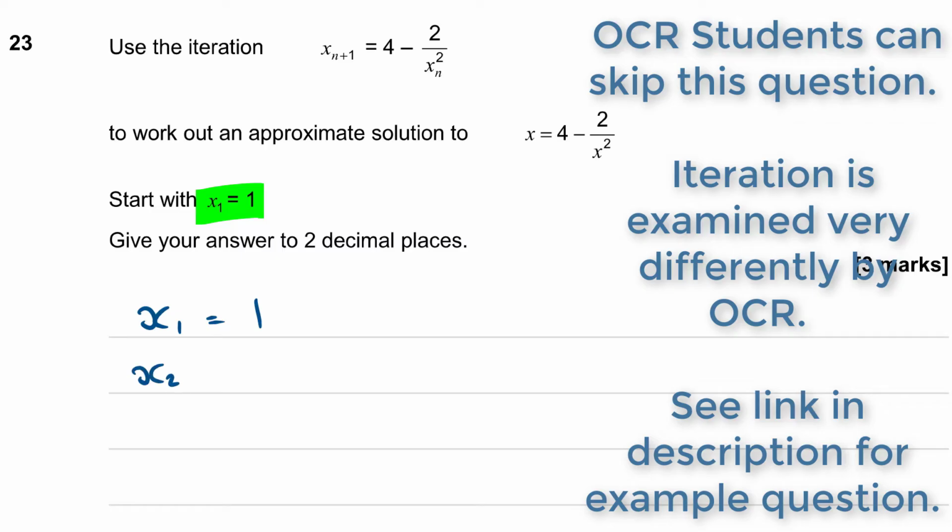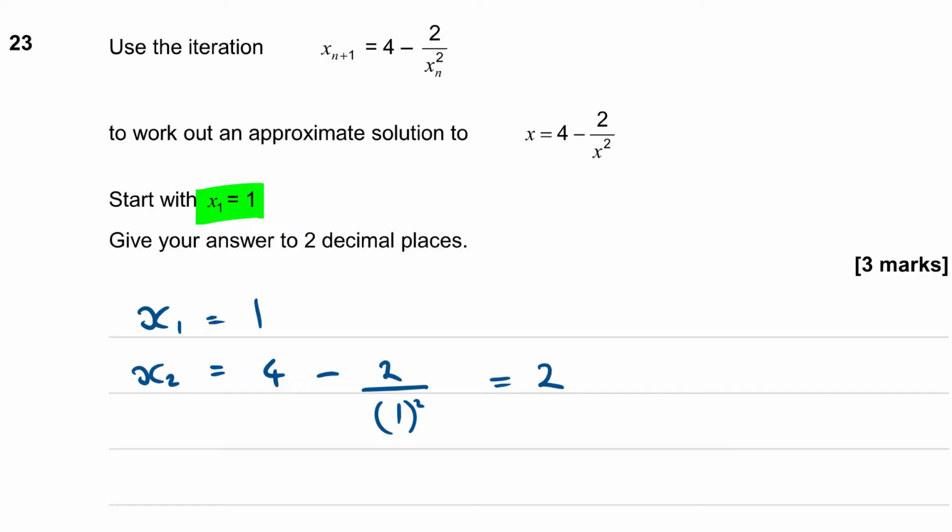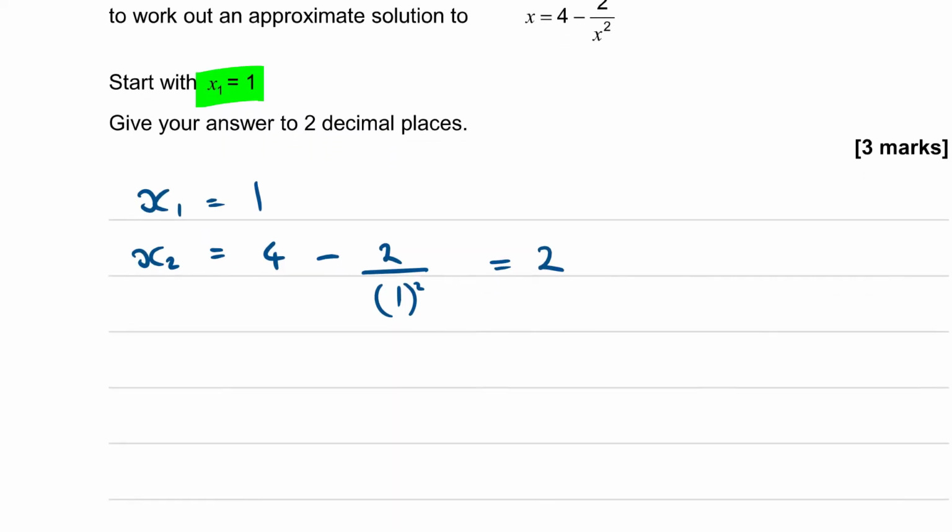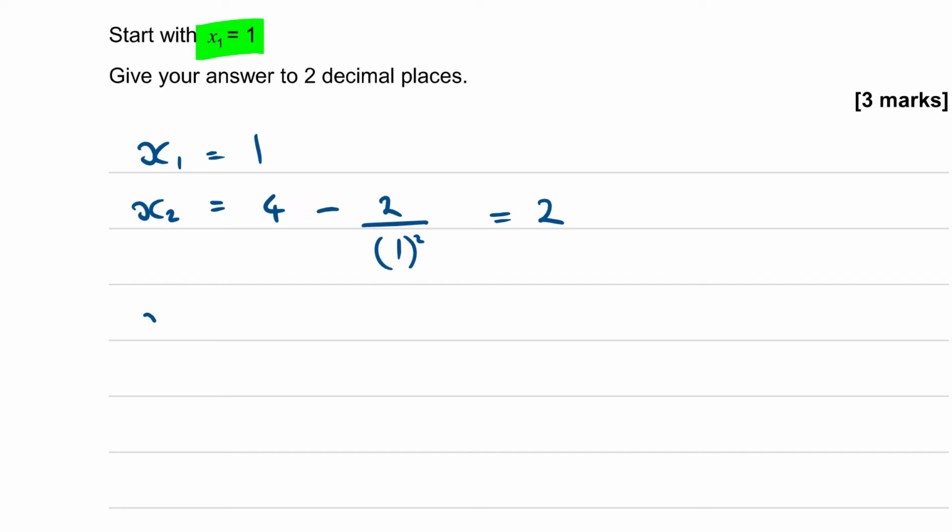So then x2, our next term, is going to be 4 subtract 2 over x1, 1 squared. So 1 squared is 1, 2 divided by 1 is 2, and 4 subtract 2 is 2. So x2 is equal to 2. Then we just keep going. So what's x3? x3 is going to be 4 minus 2 over 2 squared, our previous term squared. So 2 squared is 4, 2 over 4 is a half, 4 subtract a half is 3.5. So that's our x3 term.